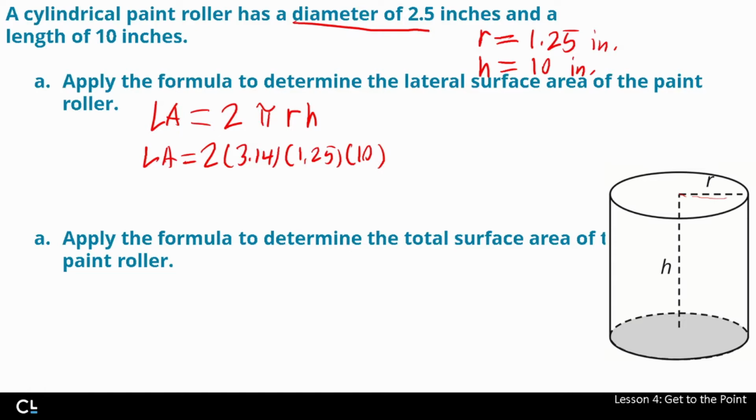Once again, guys, the Desmos scientific calculator is going to be your best friend here because you can plug this right in. You get 2 times 3.14 times 1.25, and finally times 10. This is going to give me 78.5. Since we're talking about area, this is going to be inches squared, because it's a two-dimensional thing. Our lateral surface area is going to be 78.5 inches squared.